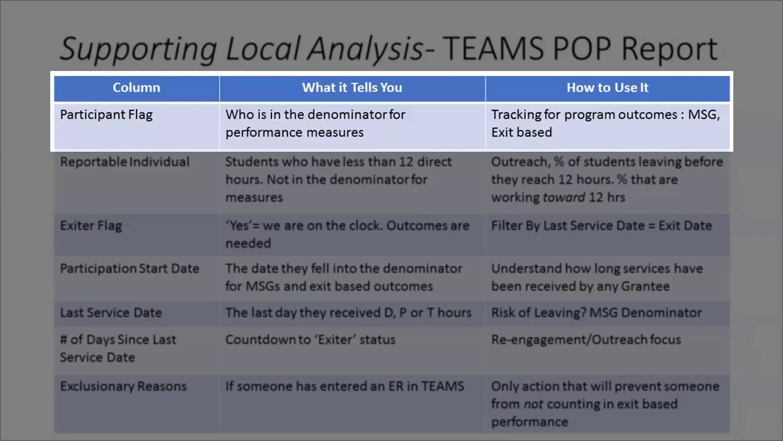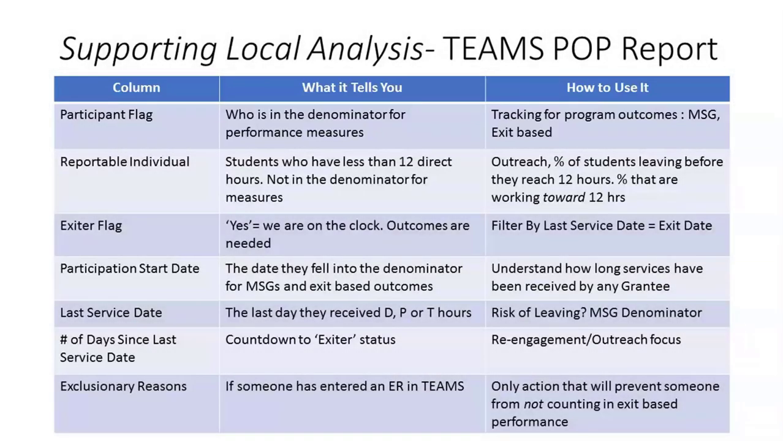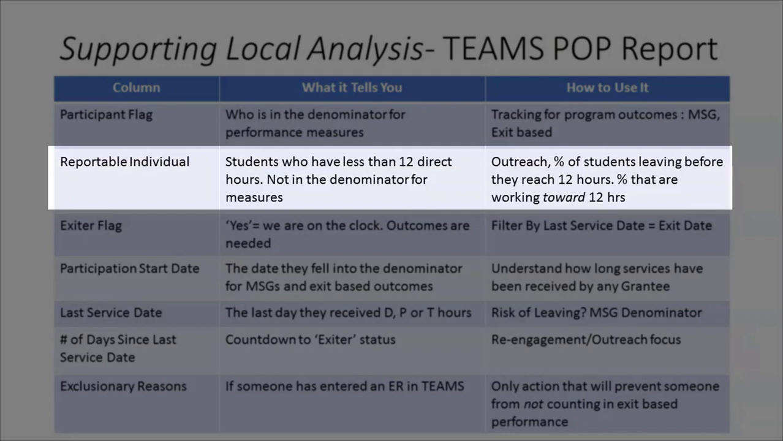That means they need an MSG for whatever program year you pulled this report. It means that if they exit, they're going to fall into your employment outcomes measures. So it's a good way to get a quick gut check on the participants that you have. You can use this in many different ways. The next one, I want you to look for the column that says reportable individual. So the reportable individual flag means that these are students who have less than 12 direct hours, and they're not in your denominator for measures. Now, that can be a positive and negative there, right? It's really just informational. They're a reportable individual.